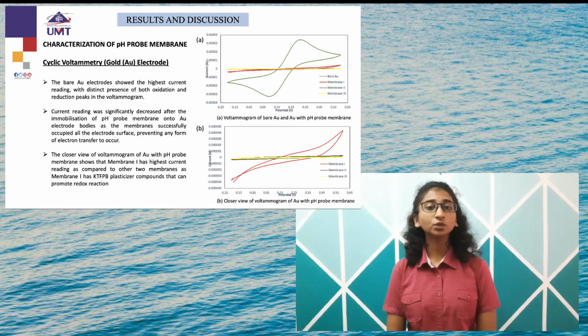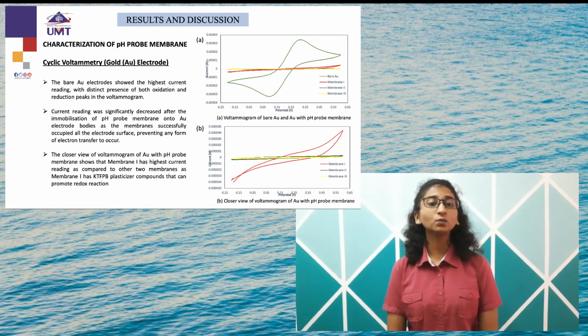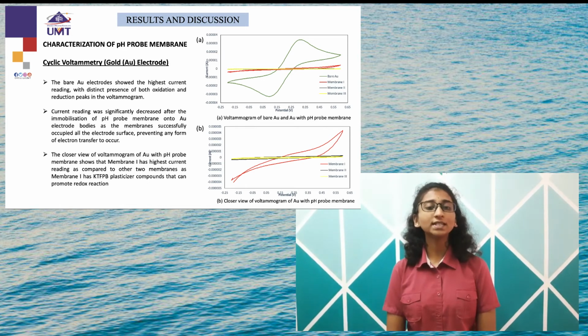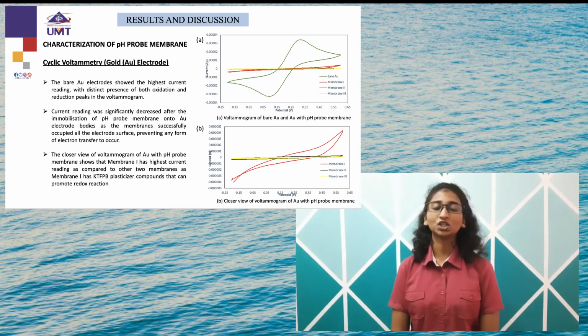However, based on the closer view of the voltammogram, it is observed that membrane 1 shows the highest current reading as compared to other membranes, as membrane 1 has the KT-FBB compound that can promote redox reaction.